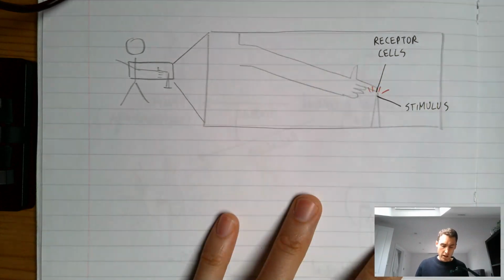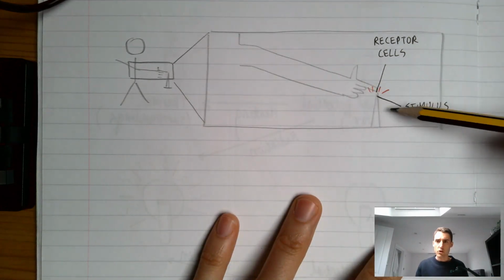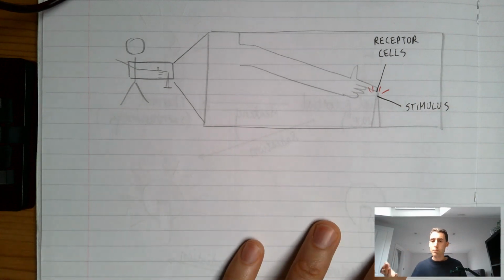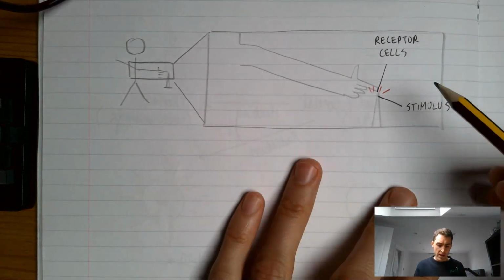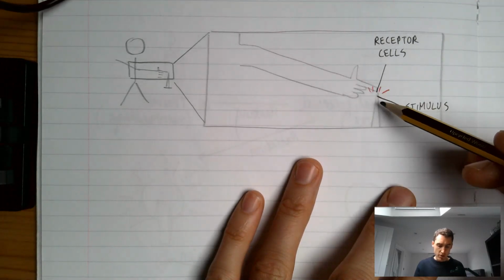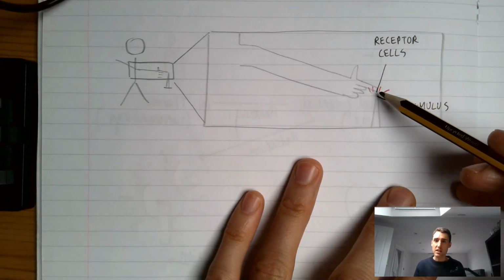If I zoom in on here, that sharp object I'm going to call a stimulus. This is an example of a stimulus, a change in the environment, something that our body needs to be aware of. And I've tried to show here this detection by the receptor cells in the person's fingertip.